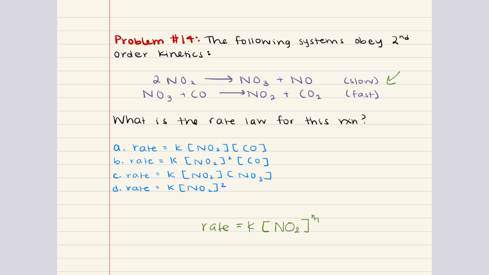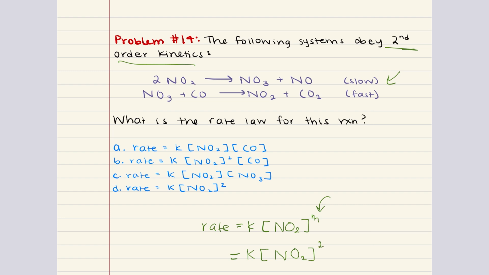There's only one reactant, and we know that the slow step is what our rate law is based on. We're also told that the system obeys second order kinetics. Since there's only one reactant, then the order of this has to be 2. And so our rate law is going to be equal to K multiplied by the concentration of nitrogen dioxide raised to the power of 2.